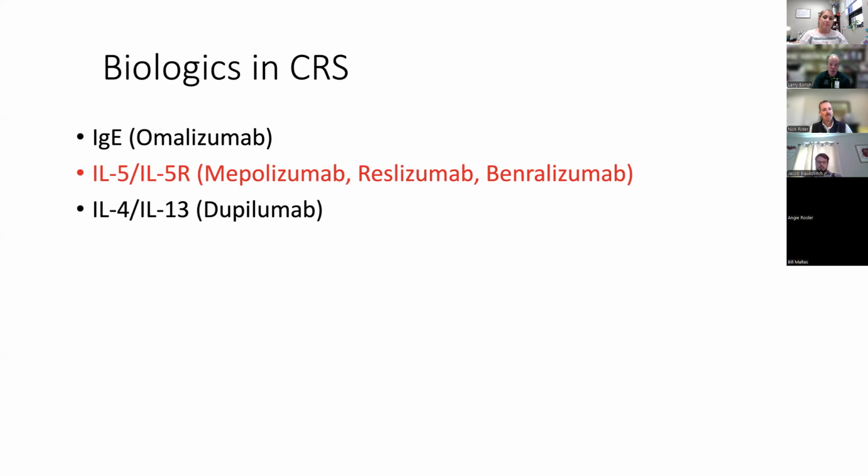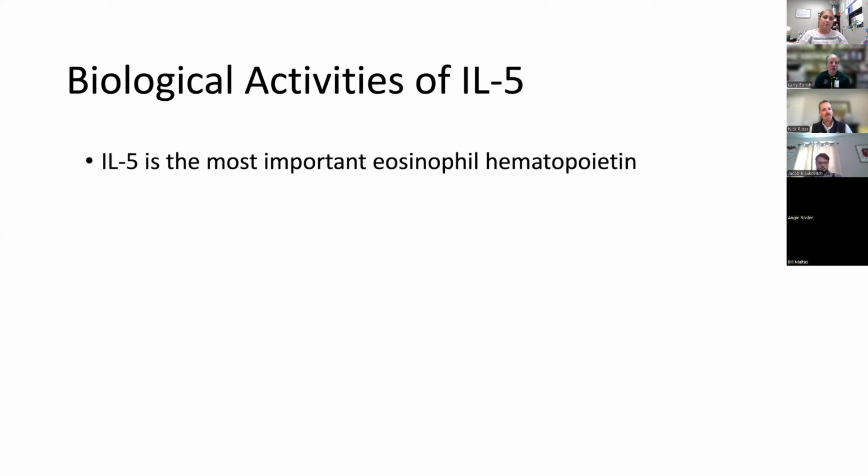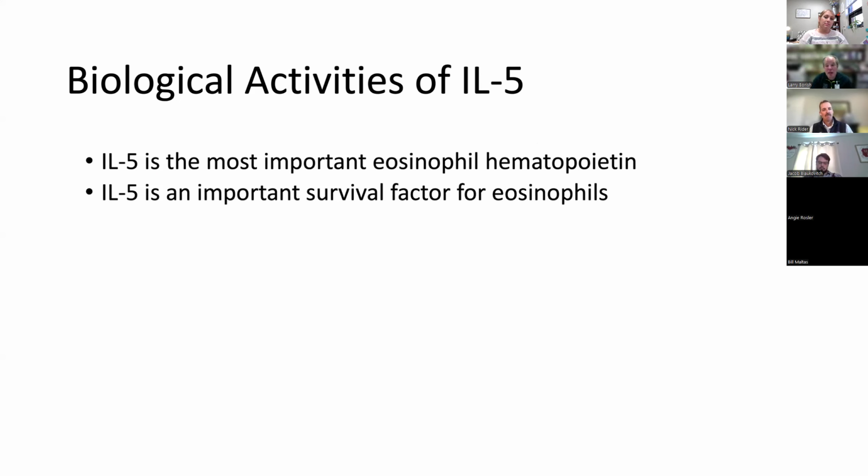IL-5, what's approved for this disease is mepolizumab. IL-5 is, of course, the most important eosinophil hematopoietin. In English, what that means is if you take stem cells from the bone marrow and grow them for 2 weeks in the presence of IL-5, at the end of the 2 weeks, what you get is pure populations of eosinophils. It also keeps them alive.